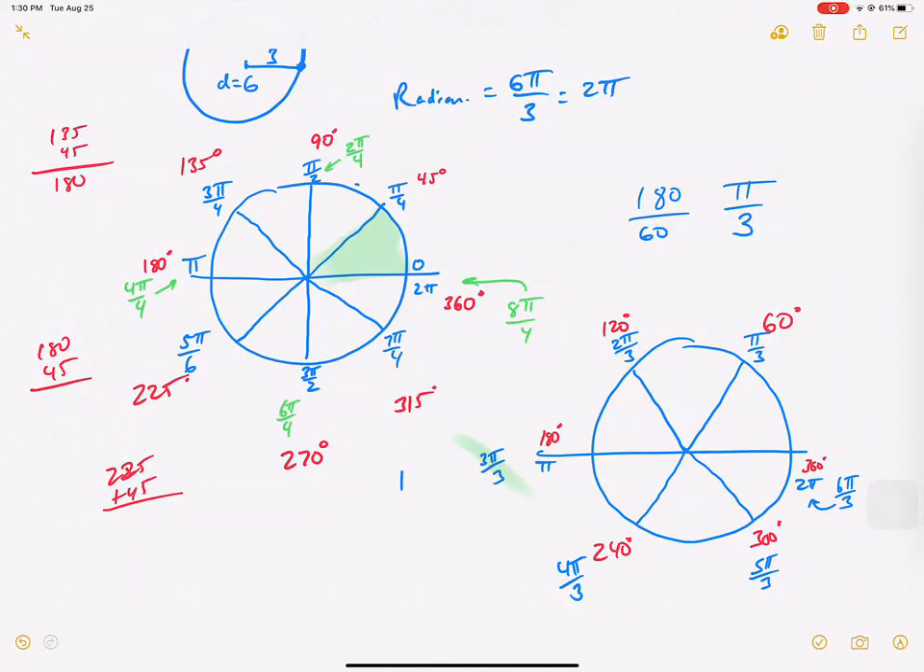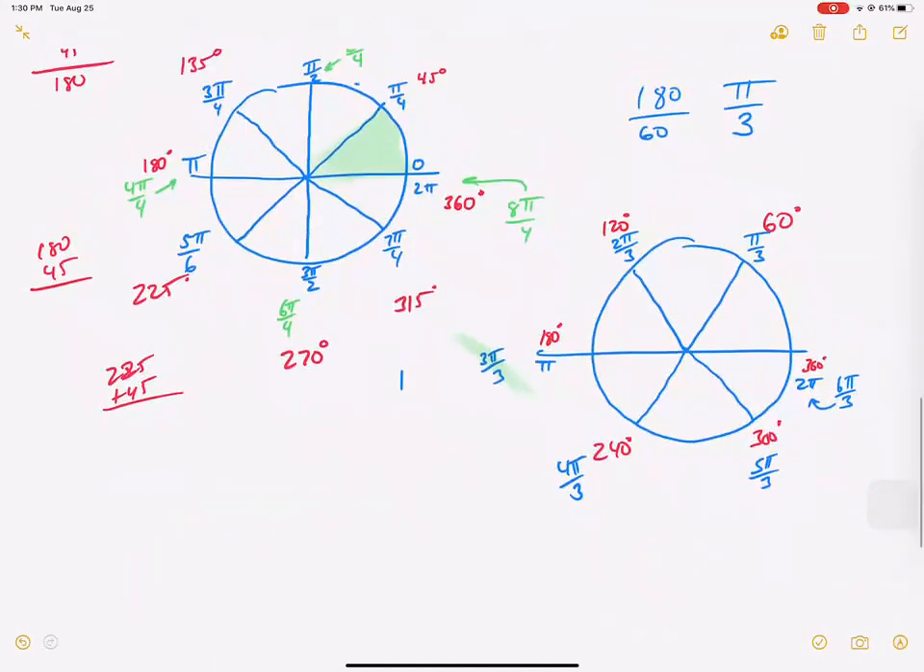Again, if you can go back and forth in your brain and think of pi as 180, if pi is 180 degrees, then if we divide both sides by 3, pi over 3 is equivalent to 60 degrees.